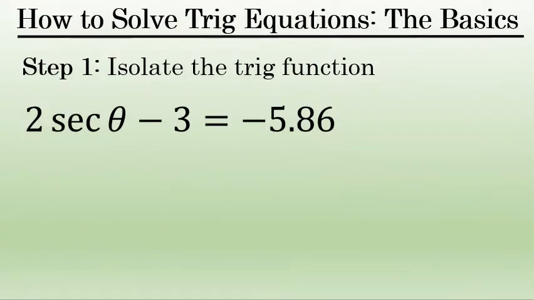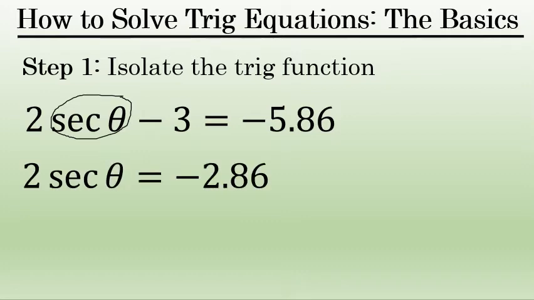Step 1 is to isolate the trig function. And isolating the trig function, in this case secant of theta, can be accomplished with some fairly basic steps of algebra. We'll add 3 to both sides of the equation, then divide both sides by 2, and the secant of theta will be isolated. First, adding 3 to both sides makes the right side of the equation negative 2.86.